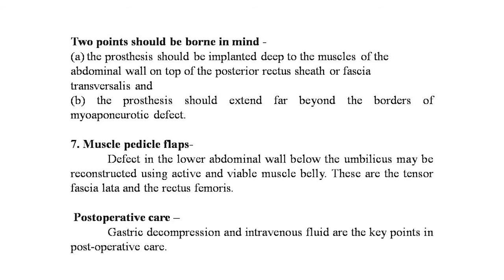Next point is the muscle pedicle flaps. This is the 7th type of operation in the incisional hernia. Defect in the lower abdominal wall below the umbilicus may be reconstructed using active and viable muscle bellies. Two muscles are particularly suitable for the purpose. These are the tensor fasciae latae and the rectus femoris.